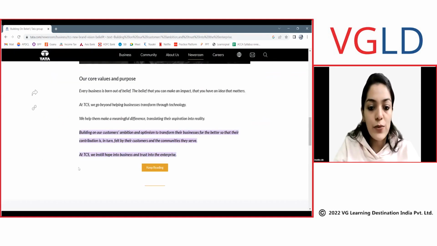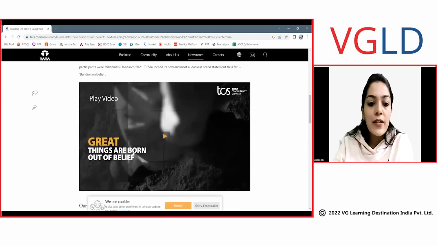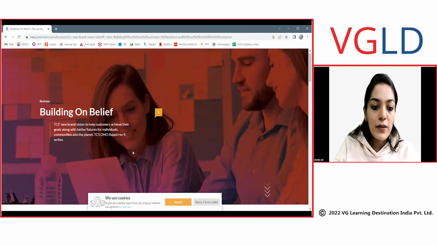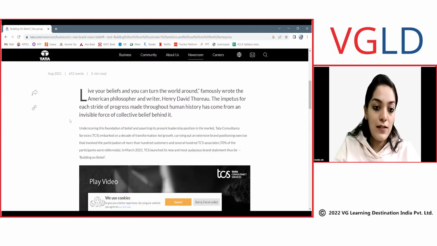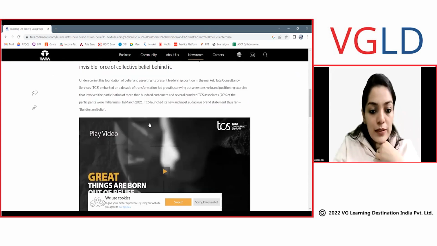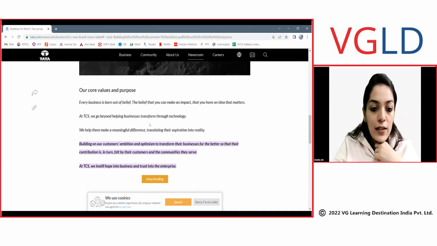Our core values and purpose. They call it by different names. The idea is to provide people an insight on what they believe in, what their mission is. Why are they there? Why is Tata Group here? So it's our core values.